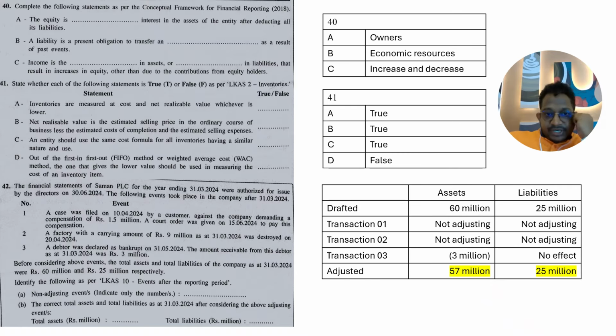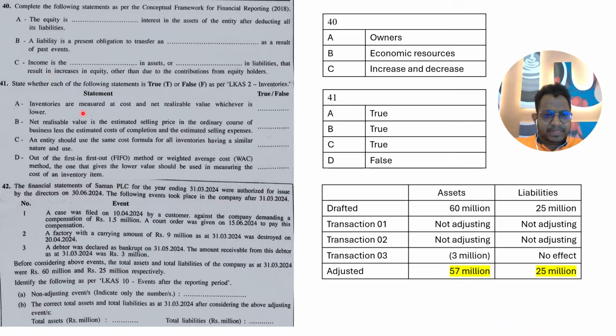Complete the following statement as per the conceptual framework for financial reporting. Equity is the owner's interest, the assets of the entity after deducting all its liabilities. A liability is a present obligation to transfer economic resources as a result of past events. Income is an increase in assets and decrease in liabilities.